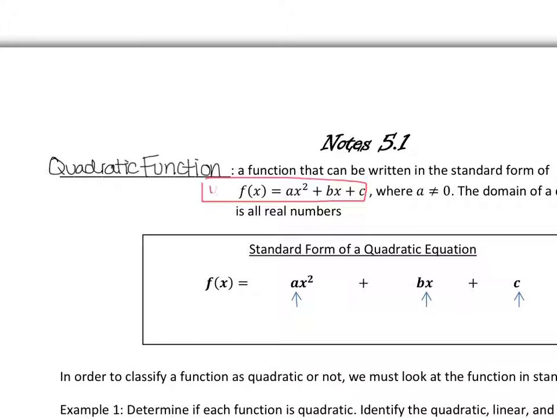It's the same as y. y is the same thing as f of x. So if you see an f of x, it's talking about y. Got it? So y equals ax squared plus bx plus c. The domain of a quadratic function is all real numbers. Do you remember how we write all real numbers? The fancy R. Domain is all real numbers.